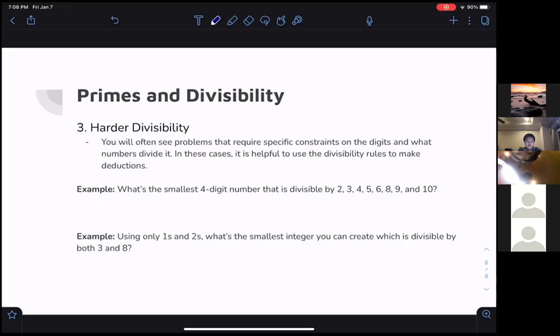But anyways, so what's the smallest 4-digit number divisible by 2, 3, 4, 5, 6, 8, 9, and 10? And hint for this, think prime factorization, as well as what these imply in terms of the digits. I guess in this case, divisibility rules are a bit more helpful. But anyways, using only 1s and 2s, what's the smallest integer you can create which is divisible by both 3 and 8?